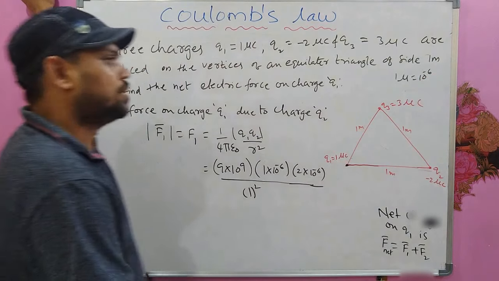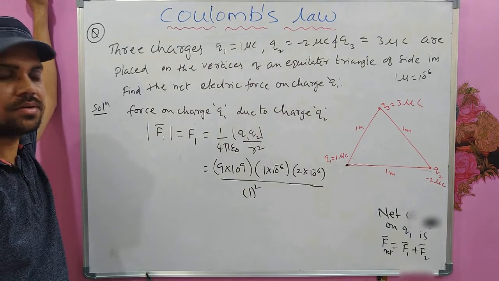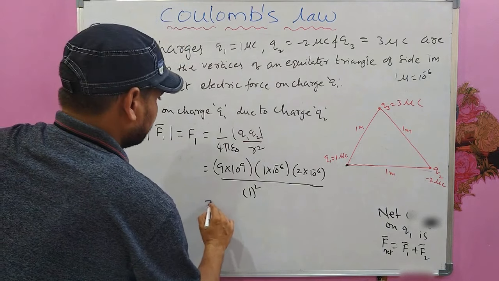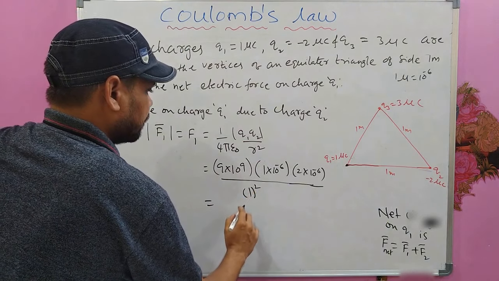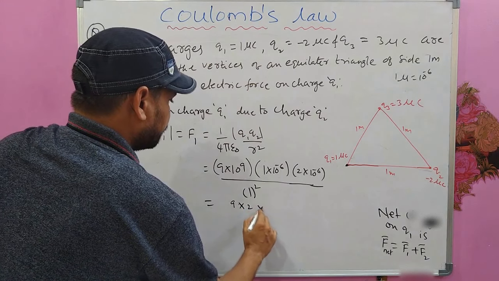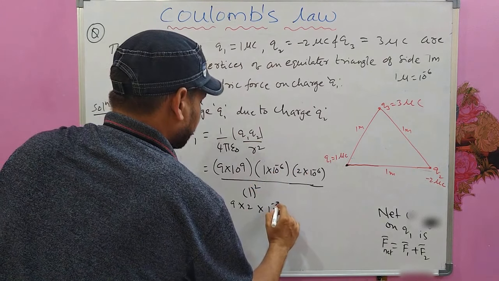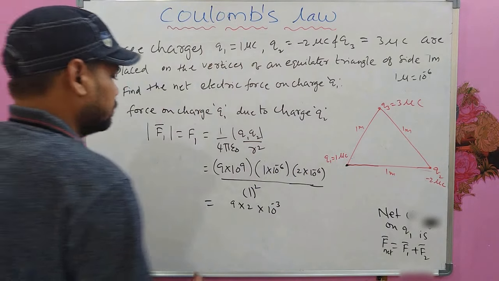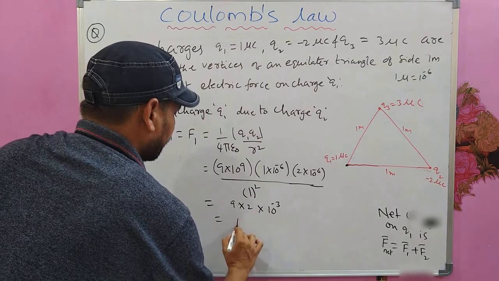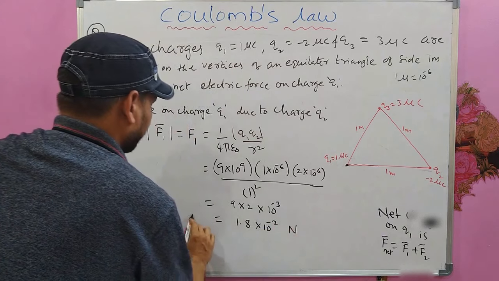One micro equals 10 to the power of minus 6. If you simplify this, you would get 9 into 2 into 10 to the power of minus 12 into 9, you will get 10 power minus 3. So you can get 18 into 10 to the power of minus 3. So 1.8 into 10 to the power of minus 2 Newton, F1.